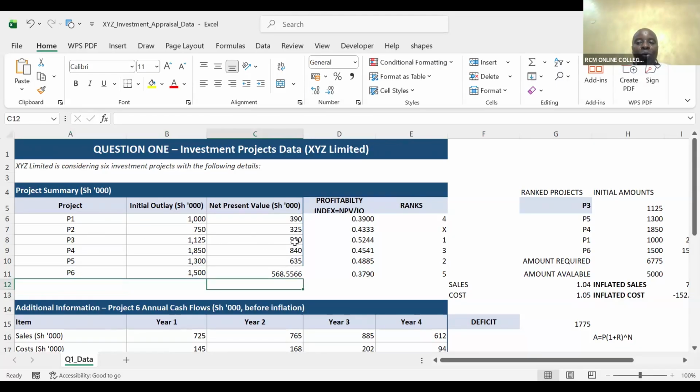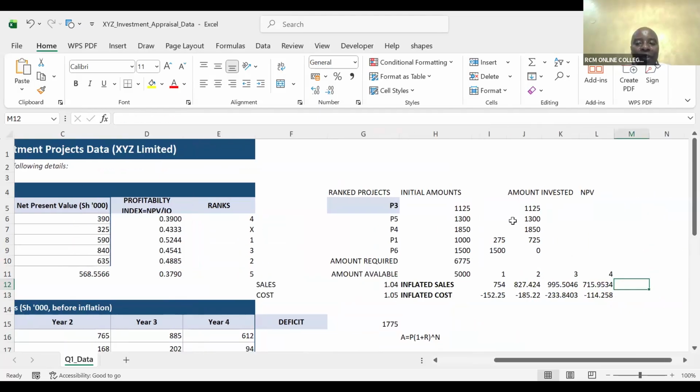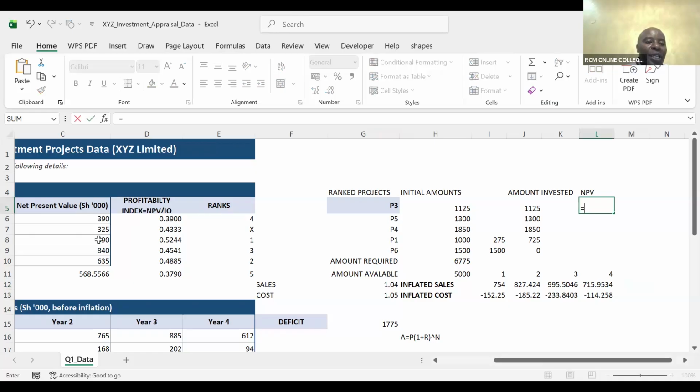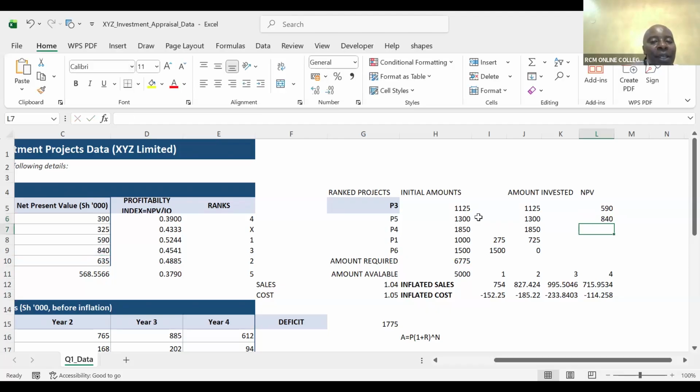So when it comes, ladies and gentlemen, to project number 3, NPV, I will simply say equals, and I'm going to pick project 3, the 590, the way it is there. That one, I'm enjoying it in full. The same case with project 5. This project 5, I'll say equals, pick the NPV of project 5 the way it is. Because you can see, I've not snatched any coin out of project 5. Exactly like that. The same case with P4. P4, I'm going to say equals, I pick this, is it 590?